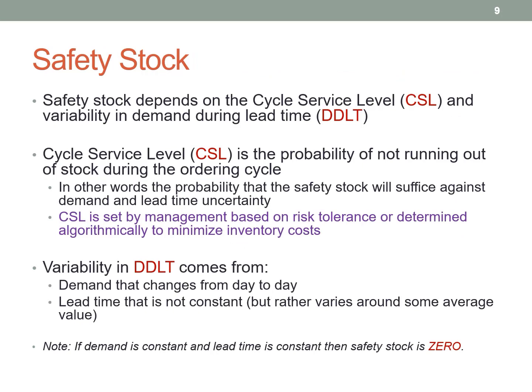Safety stock depends on two things: the cycle service level, which is sometimes just simply referred to as the service level, and variability in demand during lead time. We'll use the shorthand DDLT to refer to demand during lead time. Recall that lead time is the time between placing an order with the supplier and receiving that order.